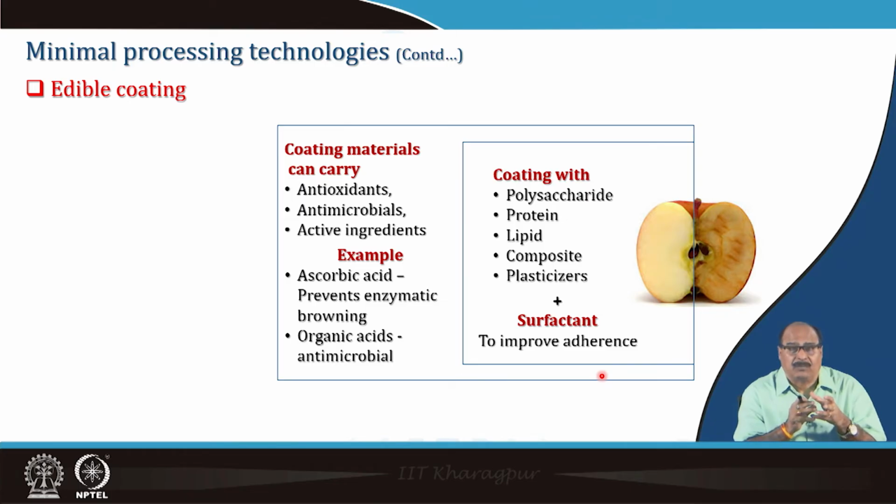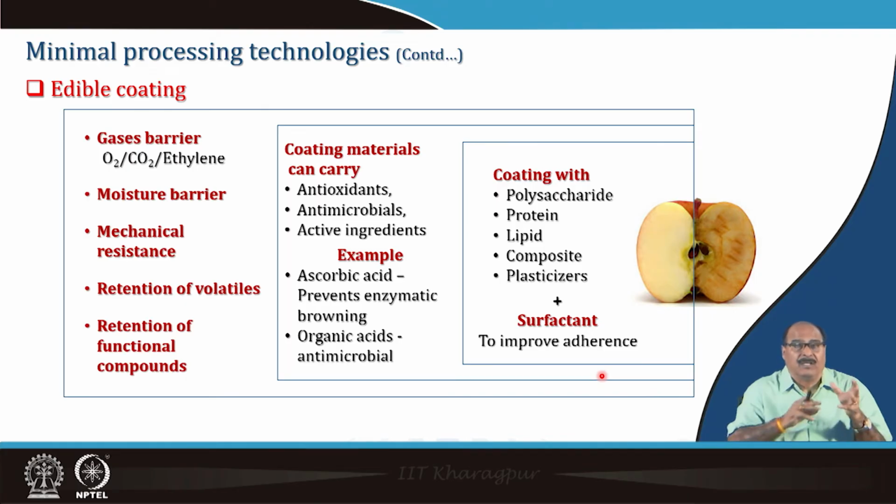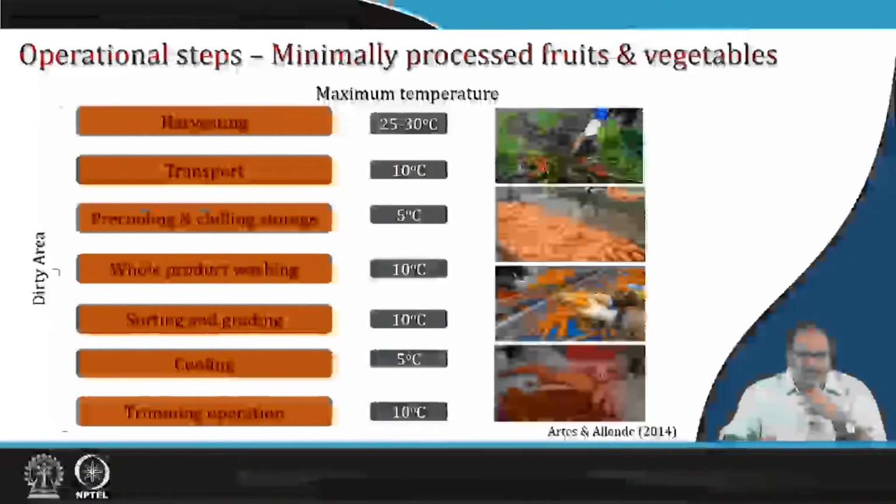Examples may be ascorbic acid, which prevents enzymatic browning, and organic acids, which are antimicrobial. So, it improves the barrier properties to O2, CO2 and ethylene, it gives a moisture barrier, mechanical resistance, retention of volatiles and retention of functional compounds, etc. So, edible coating is another emerging minimal processing or packaging strategy.